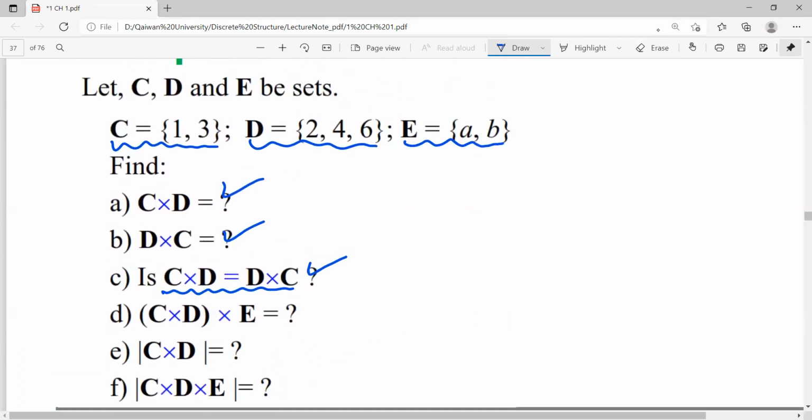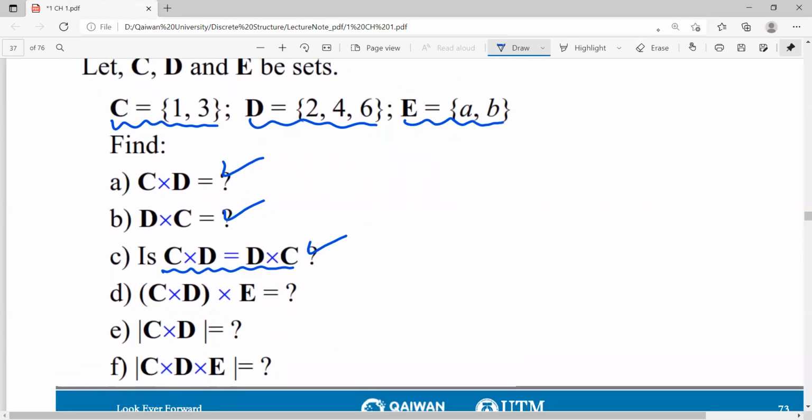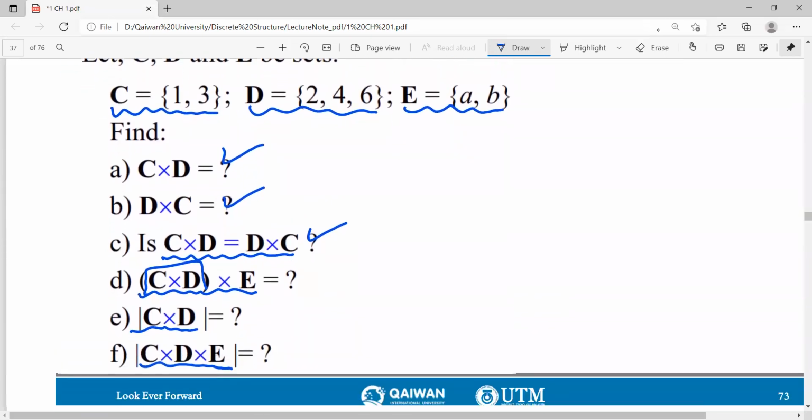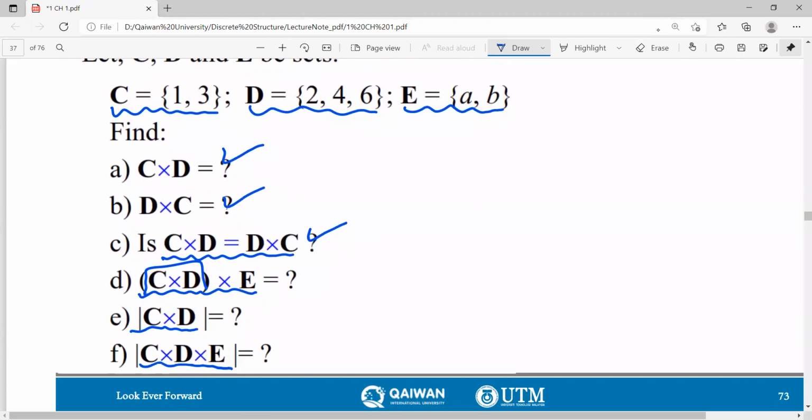Of course, they are not equal. For C times D times E, we first should find C times D and then times E. Then find the cardinality of C times D and the cardinality of C times D times E. Try to find this. If you get stuck anywhere, just let me know.